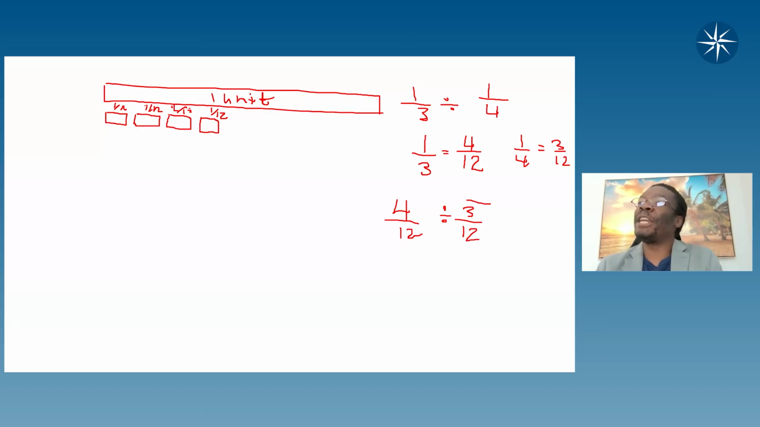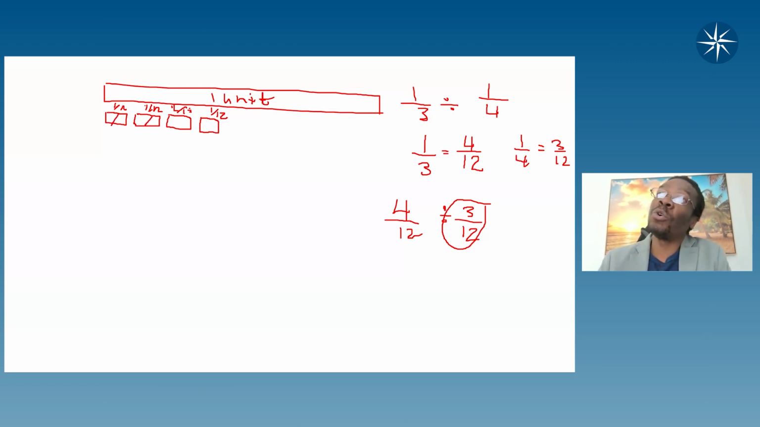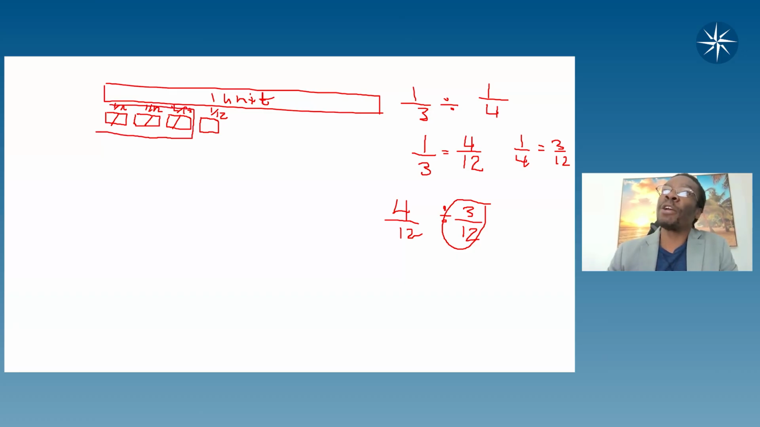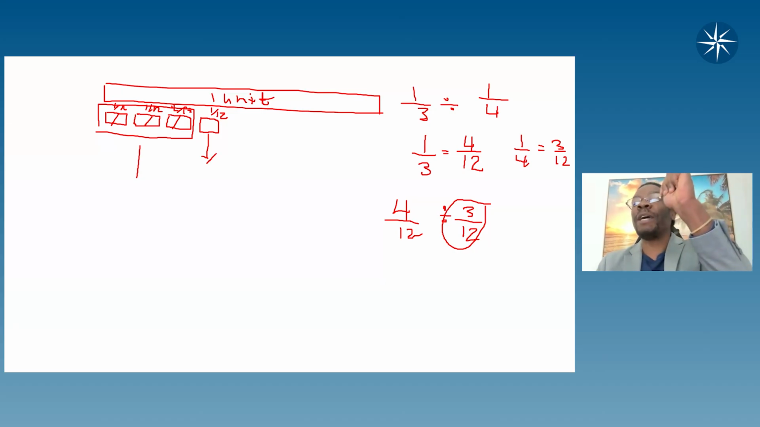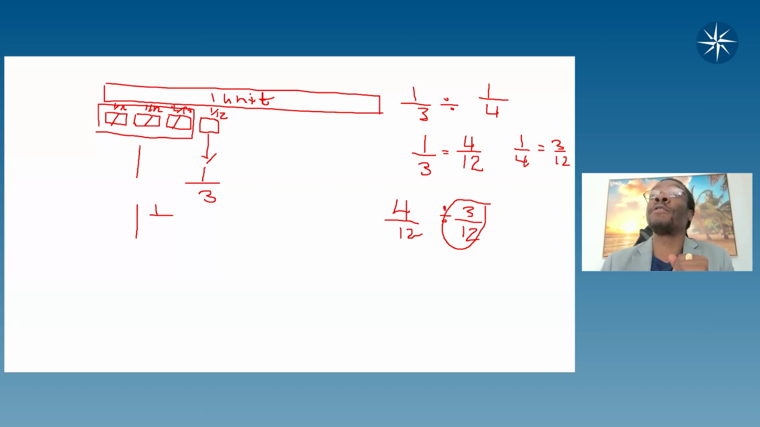The question becomes, how many 3/12 can we get out of 4/12? So let's see, how many groups of 3/12? This is 1, 2, 3/12, so that makes one big group. And what part do we have left? This 1/12, we need 3/12, so it becomes 1/3 of what we need. So our answer: we have one full group and 1/3 of a second group. Therefore, the answer has to be 1 and 1/3.